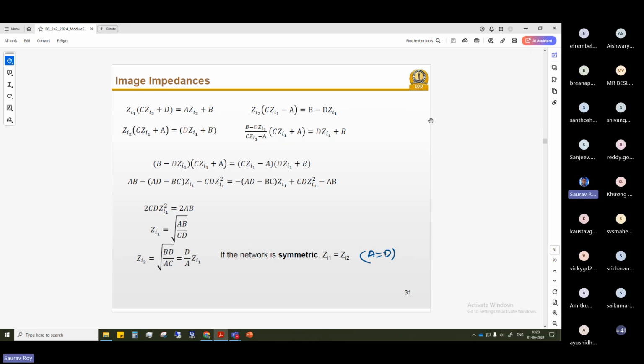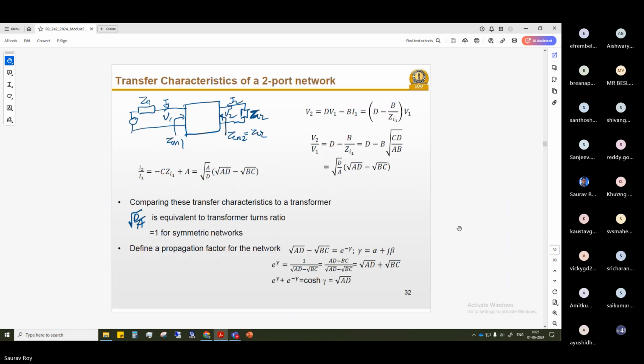Now, as you know, there are some properties of the ABCD matrix, which you can look into from network analysis or circuit analysis. It's not a big deal. For a passive circuit, A will be equal to D in the ABCD matrix. So if the network is symmetric, you can get Zi1 equals Zi2. So on both sides you have to connect the same impedance to get the image.